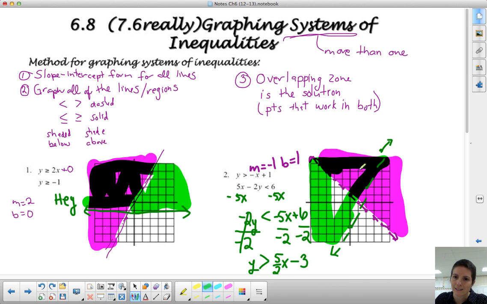Doing 2 lines and looking for an overlapping zone. Where do they share space? And right there, in that darkened zone, is where all of the points satisfy it. It can be anywhere in that zone, not on the lines, yes in the zone.